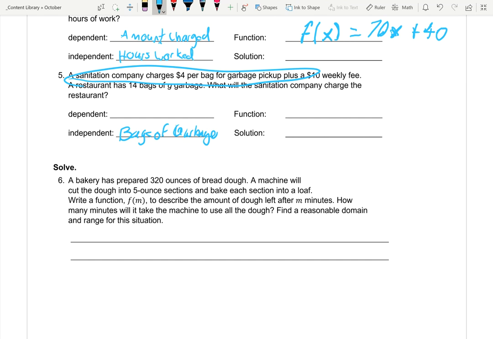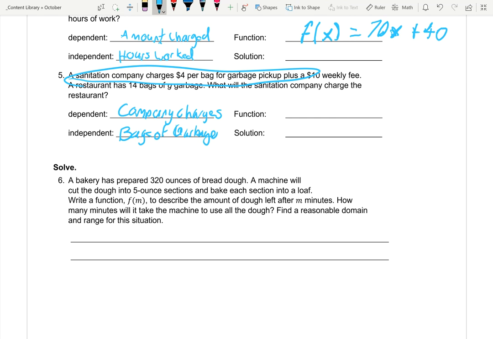and dependent will be what that affects. The more bags of garbage, the more the company charges. So the bags of garbage affects the total charges, right? Company charges. How much they charge us, basically. How much money we would have to pay.